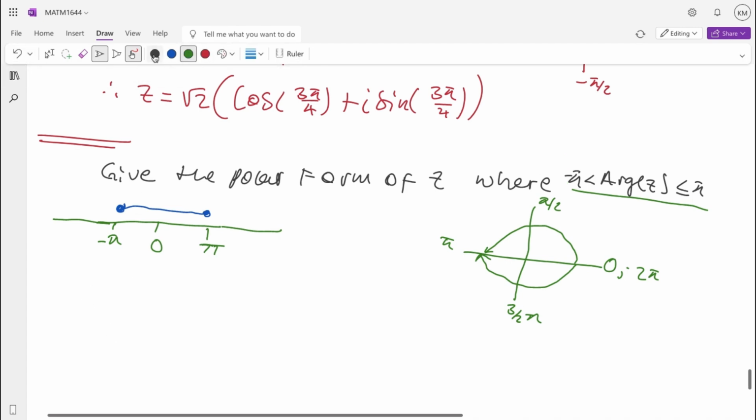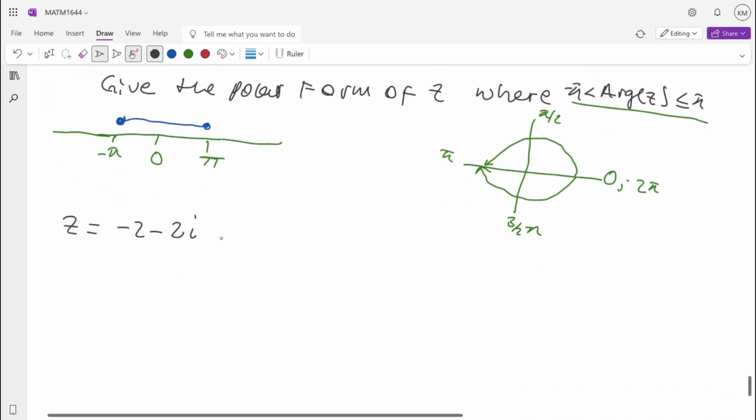Say for an example, you have z equals minus 2 minus 2i. If you have something like that, let's see, can we transform this to be in a polar form where the principal argument of z is between minus pi and pi? Okay, we can do that.